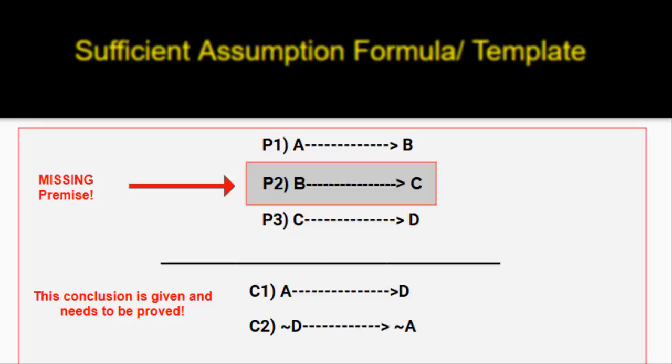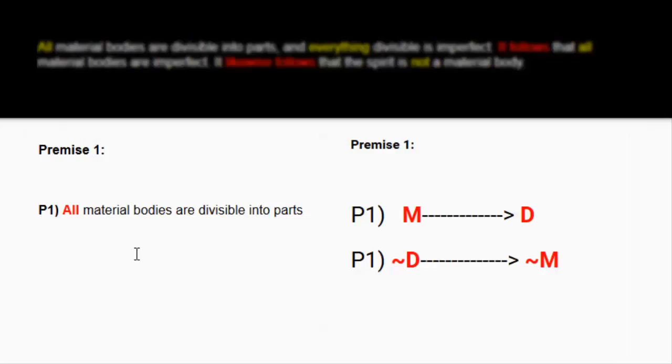Let's take this apart. What we have here is premise 1: all material bodies are divisible into parts. "All" is functionally the same as saying every, any. They mean exactly the same. They refer to the entire category. So, all material bodies: we can go M, arrow, divisible, D. Then we flip and negate, so not D, not M. All right, we're done with premise 1.